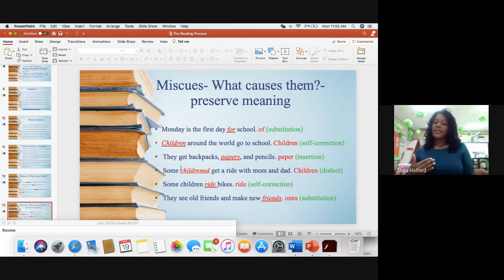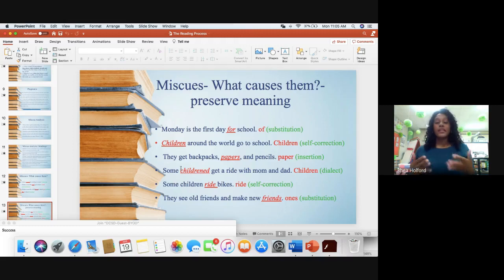They get backpacks, papers, and pencils. Leticia inserted an S in papers, which made it plural, but it should have been singular. The word was singular, paper. Some children get a ride from mom and dad. Leticia stated the word children's, and the word is children, a dialect. I understood what she said. She understood what she was reading. Some children ride bikes. It was a self correction.